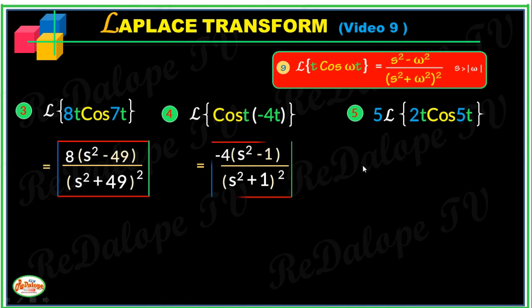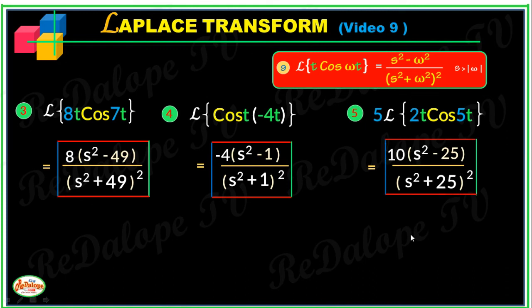And for problem number 5, we have s square minus omega is simply 5, square it, so we have 5 square, that is 25, divided by s square plus omega is simply 5 times 5, so we have 25, and that is being squared. And since there is 2 here, which is the coefficient of t, and there's also 5 here, which is the coefficient of the Laplace symbol, we will multiply 2 by 5, and that becomes 10. So the final answer, there is 10 here, so multiply it by 10, and that would be the final answer for problem number 5.